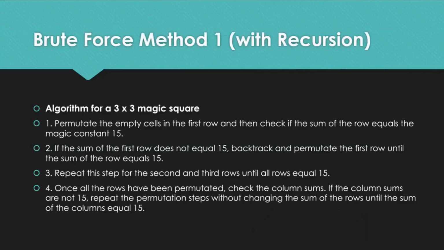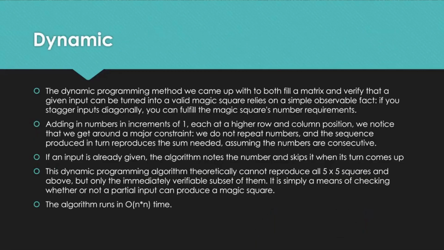And the dynamic programming algorithm itself is just a method to both fill a matrix and verify that a given input can be turned into a valid magic square. As said before, we added the numbers in increments of 1, each at a higher row and column position. And we notice that we do get around a major constraint. We do not repeat numbers, and the sequence produced in turn reproduces the sum needed, assuming, and it's a major assumption here, that the numbers are consecutive.